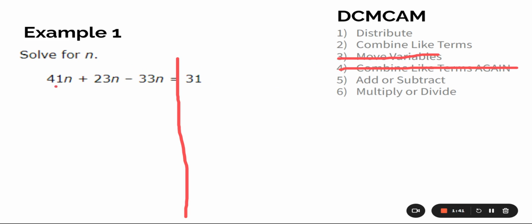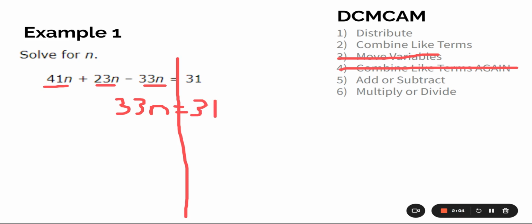I can combine like terms. All of these are variable terms because they have variables with them. So that means I can combine all of them. On my calculator over here off to the side, I'm going to do 41 plus 23 minus 33. And then I end up actually with 33. So I have 33 times n right now equals 31.